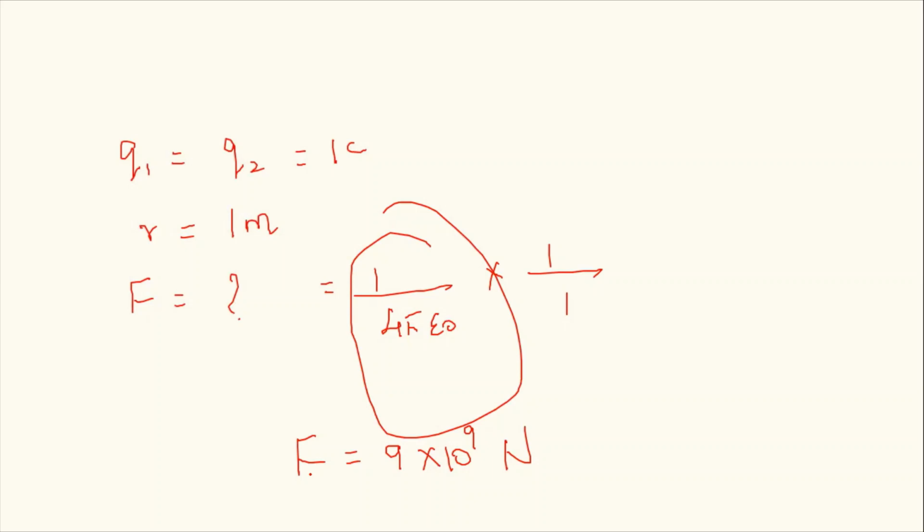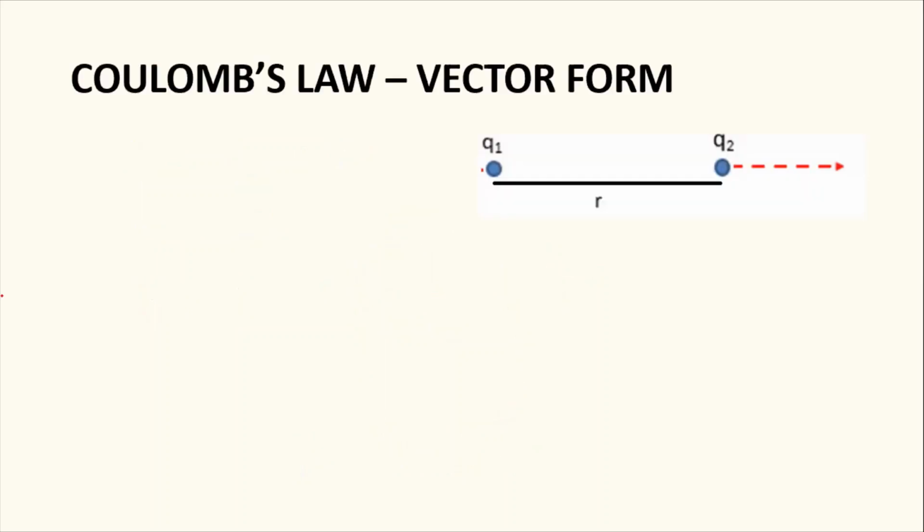Now we shall move on to the vector form of Coulomb's law. In vector form we indicate the direction, so there will be a unit vector to indicate the direction. Two cases are to be considered. In your textbook it will be given together, but here we will separate them so that it is easy for you to understand. I have taken two charges, and I am going to calculate the force on charge Q2 due to charge Q1.